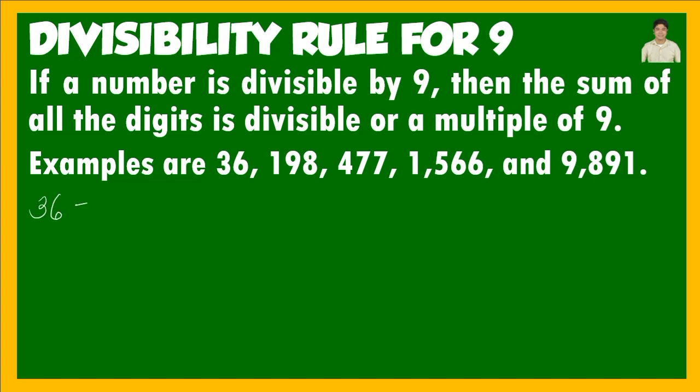So 36, that is 3 plus 6. 3 plus 6 is 9. So if we're going to divide 9 by 9, the answer is 1. So 36 is divisible by 9. Next, 198. 1 plus 9 plus 8, that is 18. And 18 is divisible by 9. So 18 divided by 9, the answer is 2. So 198 is also divisible by 9. And multiple of 9 also.